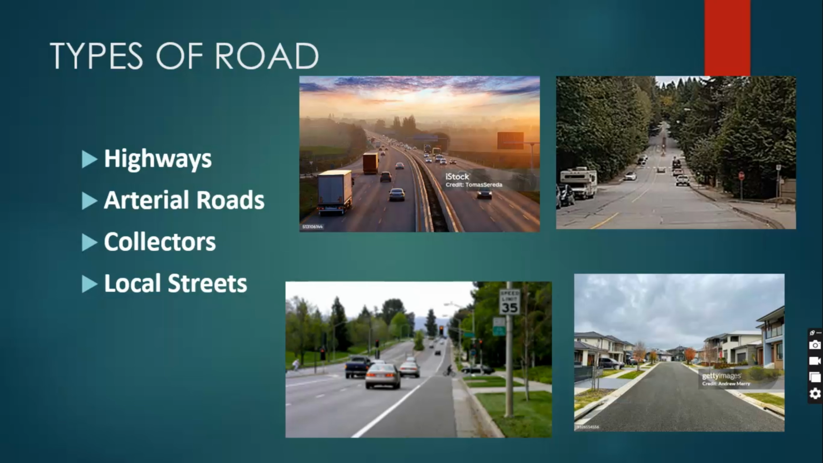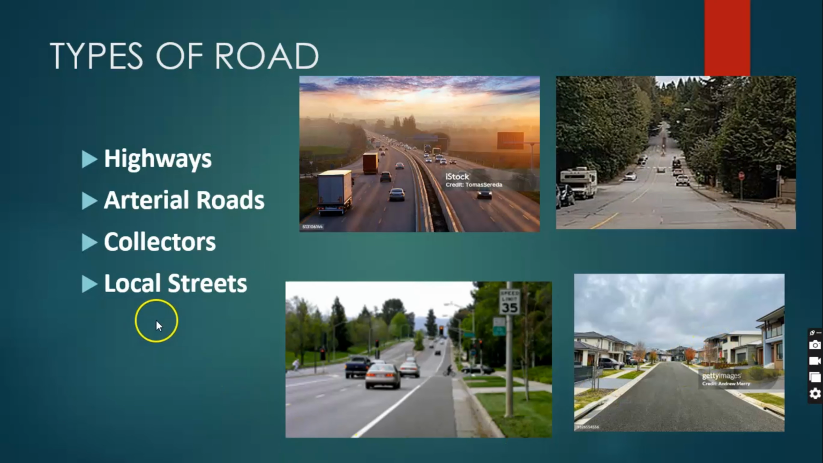So they often have lower speed limits and access to local properties. So we won't get to see much local properties within the collector's road, just what we have in this picture here. This is an example of a collector.